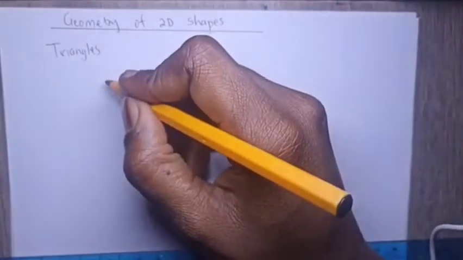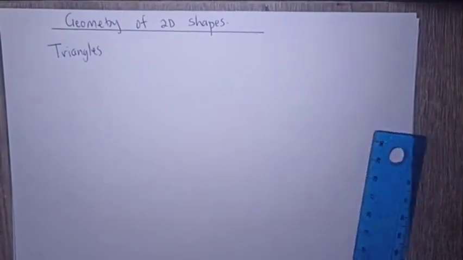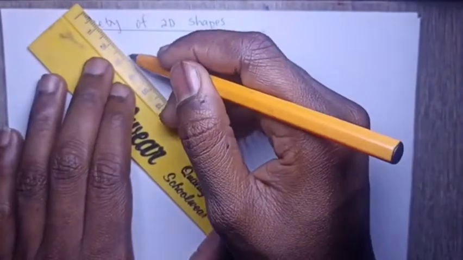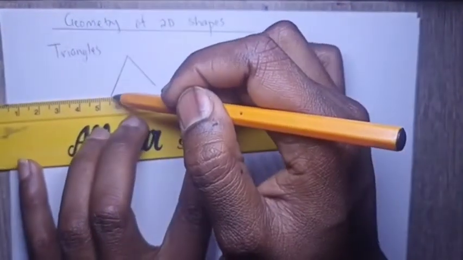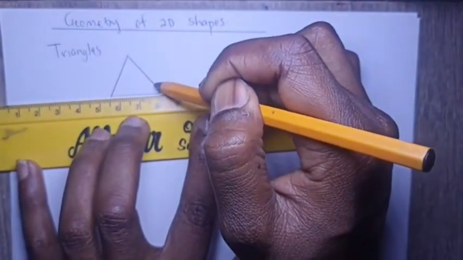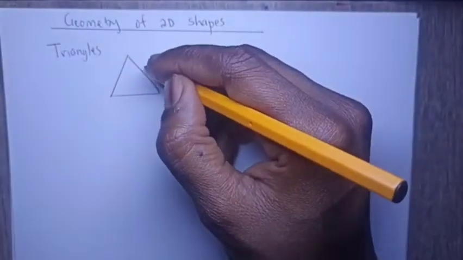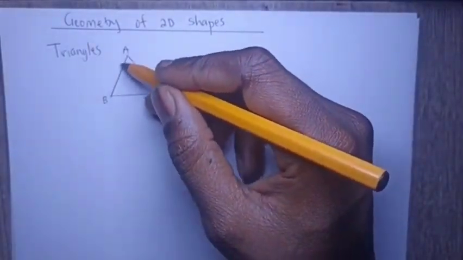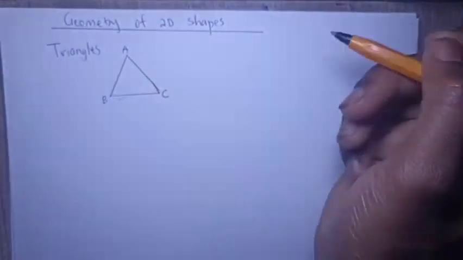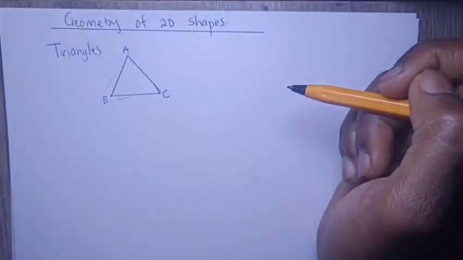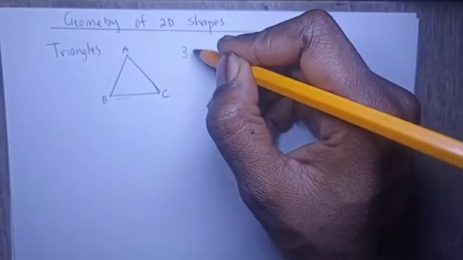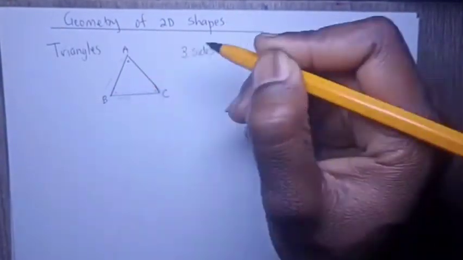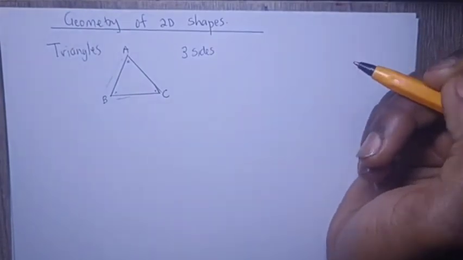So obviously, what is a triangle? Let me use a ruler. A triangle is a shape that has three sides. Something like that is your triangle. Let's say it's A, B, C. We've got this side, we can call it AB, this side we can call BC, and this side we can call AC. So it has three sides, and each point there has an angle, so it has three angles also.